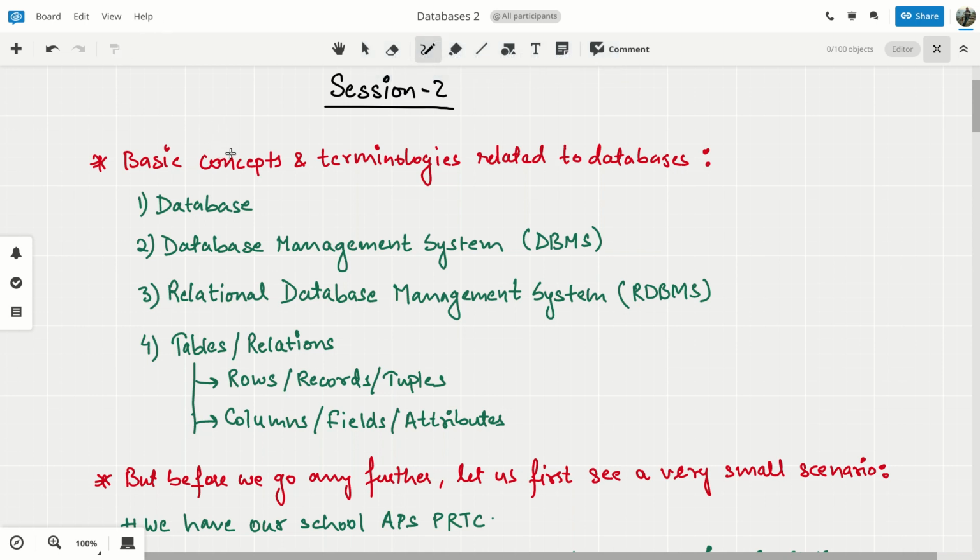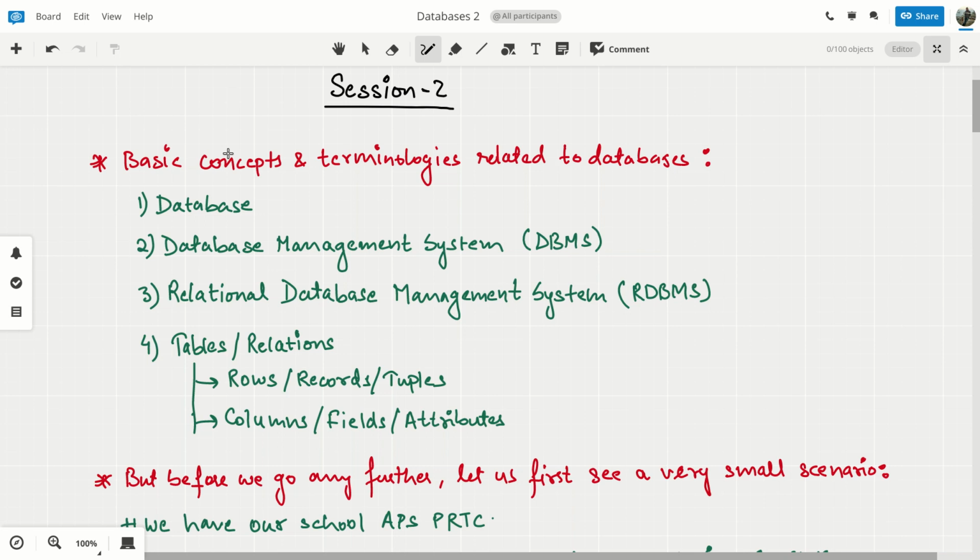Hope you have already gone through the very small first session and you have tried installing the OpenOffice software on your system. So, without wasting any time, let us straight away jump into the very fundamentals, the core concepts and the terminologies related to our topic, that is databases.